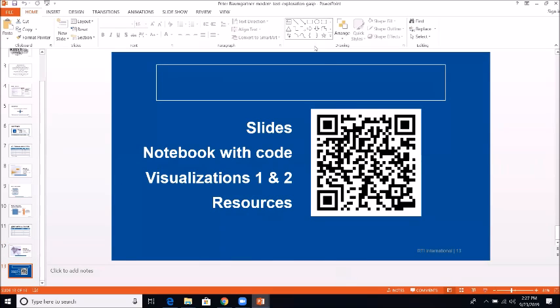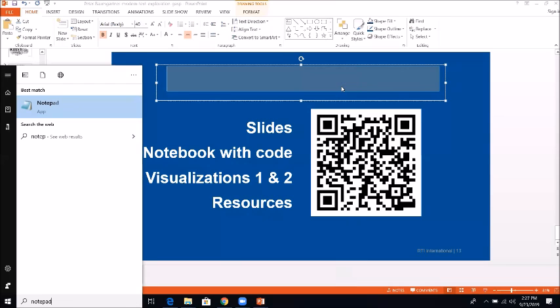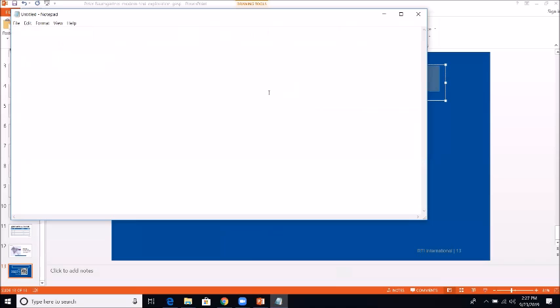Okay, so my URL, since I already went to it though, is not white. All right, you are experiencing live PowerPoint here. Let's do this, Notepad. There we go. Make it larger, blow it up. All right, well, I can't make it any larger.